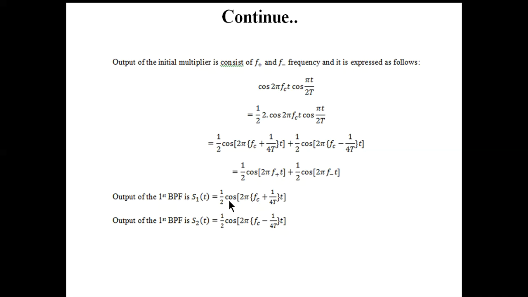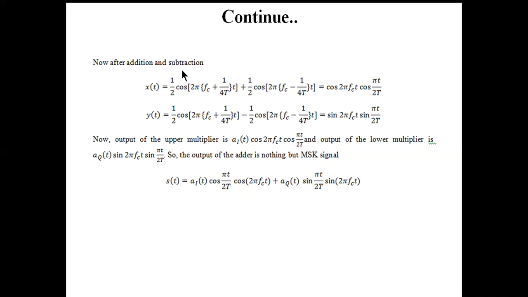So the output of the first BPF is S1(t) = half into cos(2π(fc + 1/4T)t), and the output of the second BPF is S2(t) = half into cos(2π(fc − 1/4T)t). Now after addition and subtraction, if we add them, you can see that half cos(2π(fc + 1/4T)t) plus half cos(2π(fc − 1/4T)t) is cos A plus cos B, so the output will be 2 cos A into cos B, that is cos 2πfct cos πt/2T.